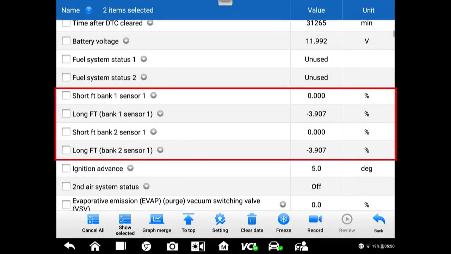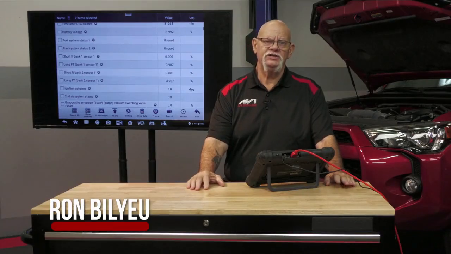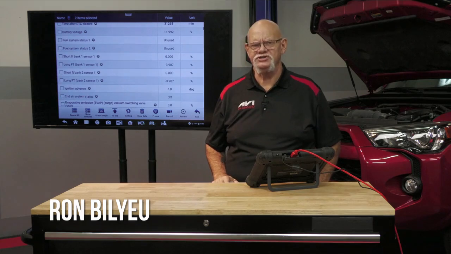Short-term, long-term fuel trim, bank 1 and bank 2. To me, this is the most important information as far as fuel delivery. Fuel trim tells me what the computer wants. I mean, ideally a perfect number would be 0.0.